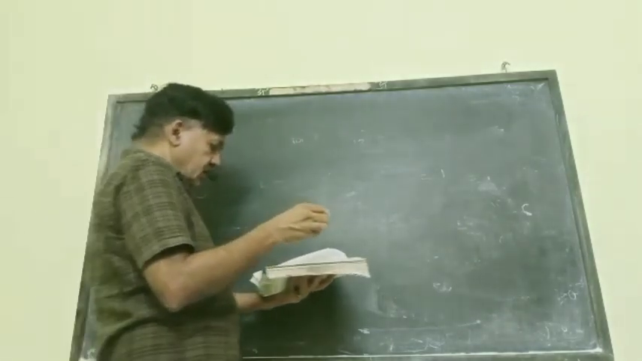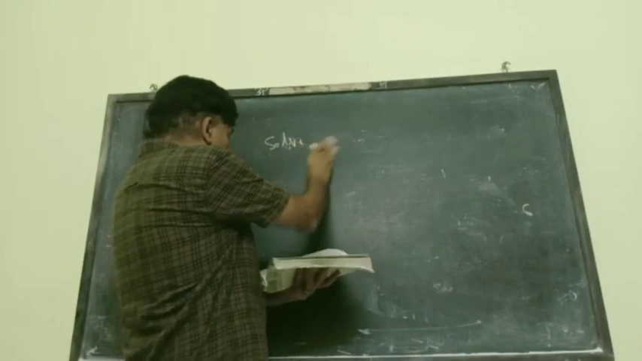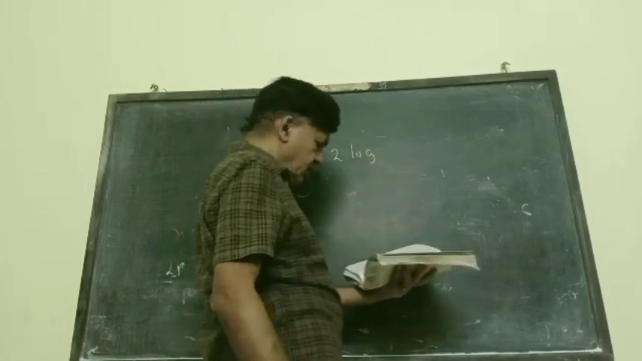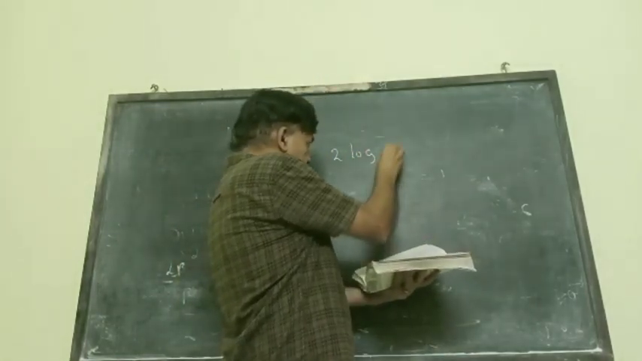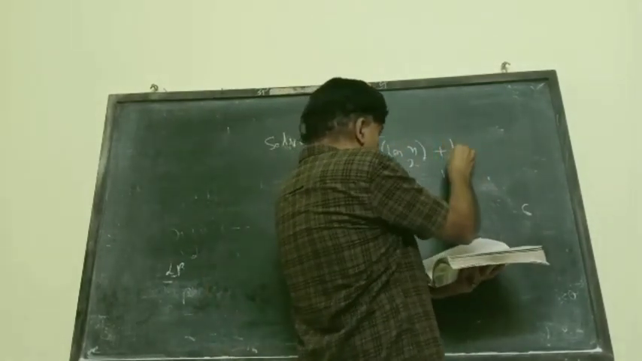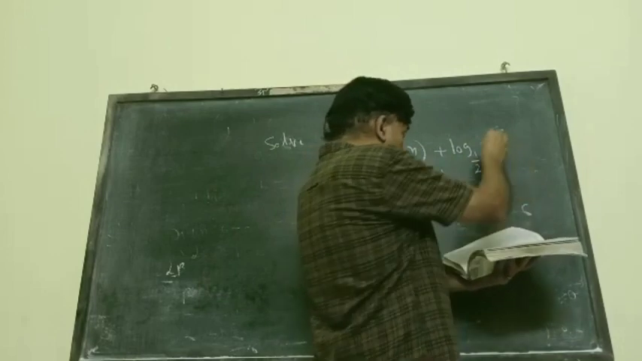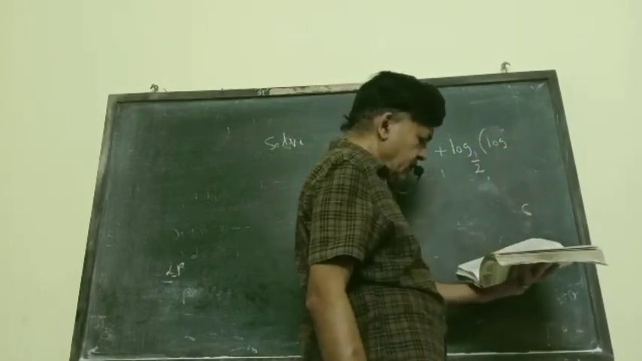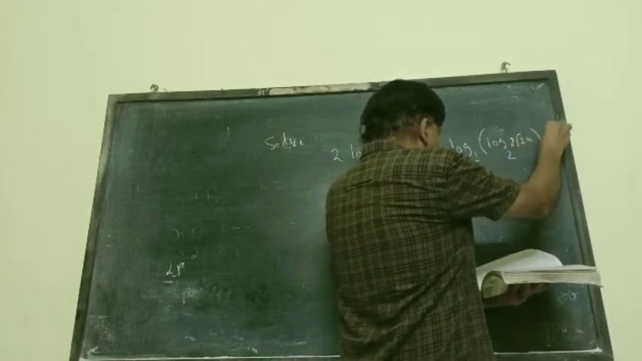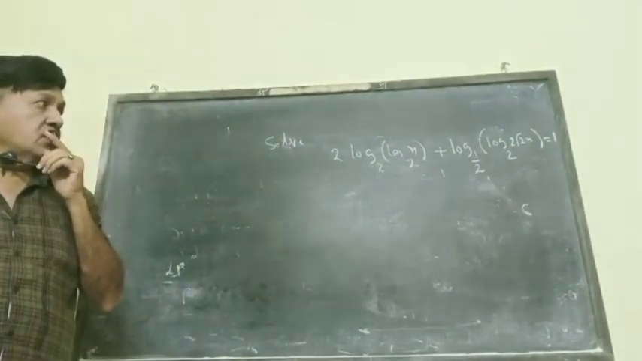The next question is, solve the equation: 2 log to base 2 of log x to base 2 plus log to base 1 by 2 of log to base 2 of root 2x is equal to 1. Solve the following equation.